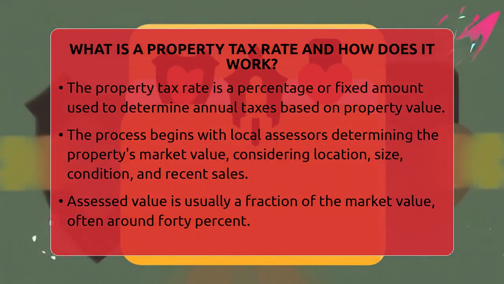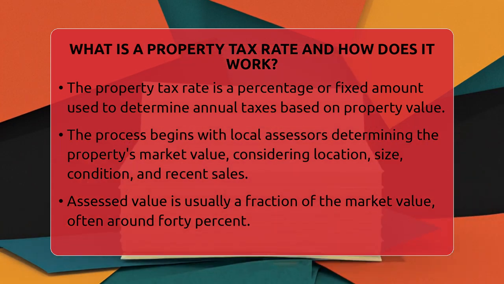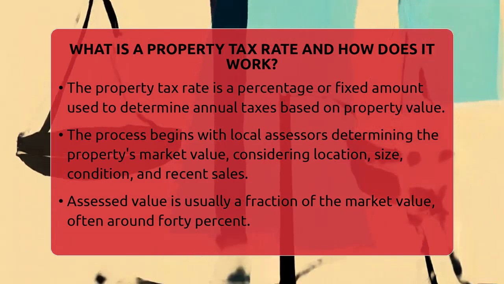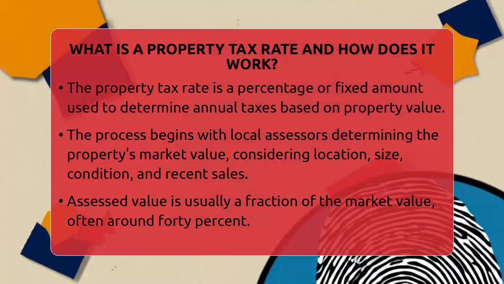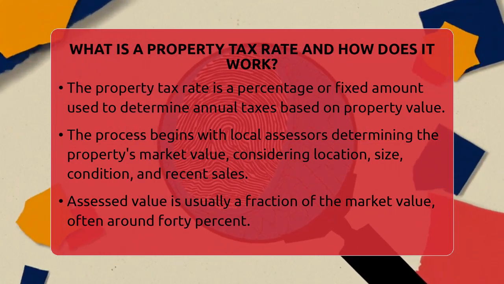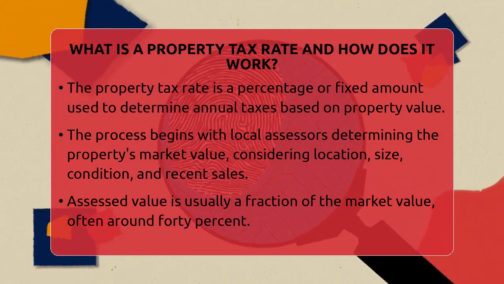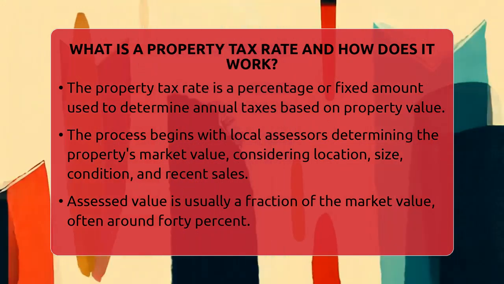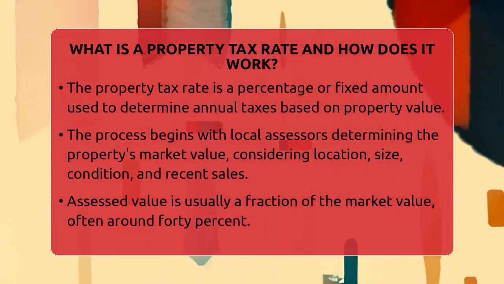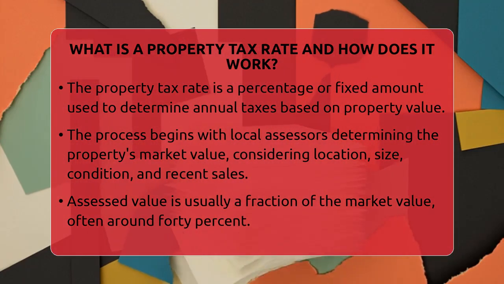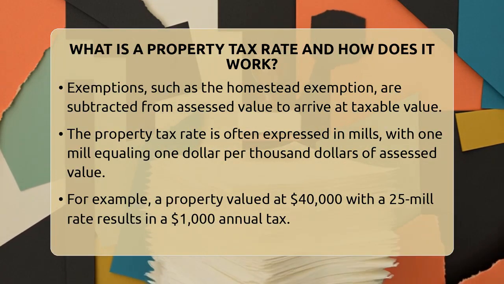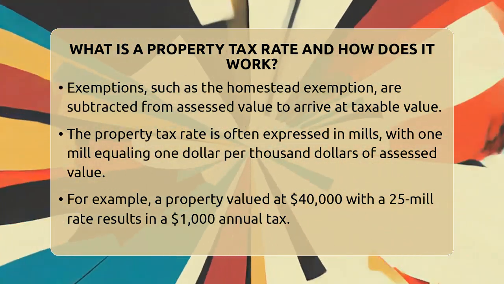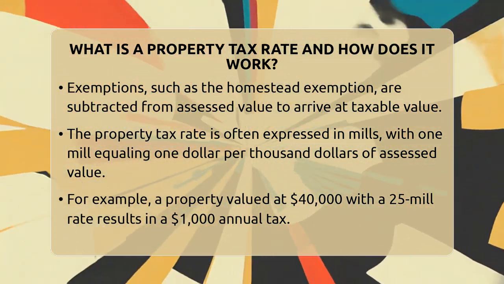Let's break it down. First, the process starts with property assessment and valuation. Local assessors look at your property and determine its market value, which is what it would sell for in a normal sale. This value is based on factors like location, size, condition, and recent sales of similar properties nearby. Usually, the assessed value for tax purposes is a fraction of this market value. For example, in many areas, the assessed value is about 40% of the market value.